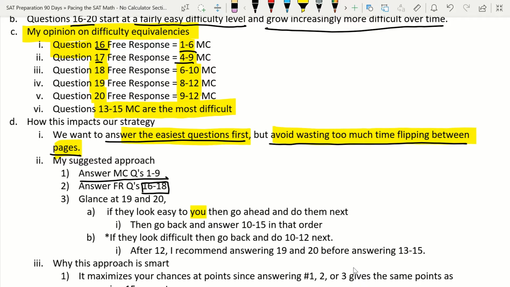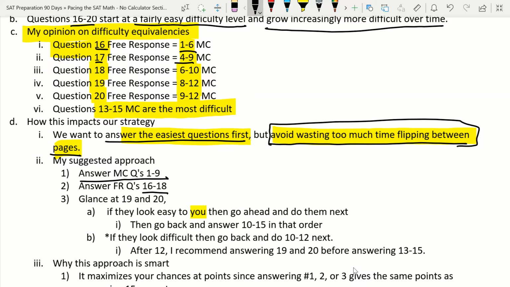The reason that we do that is because if we were to just go and do 1 through 6, then go do 16, then do 7, 8, 9, then go do 17, then go do number 10, then go back to 18, we're wasting time flipping pages. So that's why I don't recommend that. I don't want to flip those pages so much unless it's really worth it, which is why I want to answer multiple choice questions 1 through 9 first. Then at that point, I flip and answer those free response questions 16 through 18.